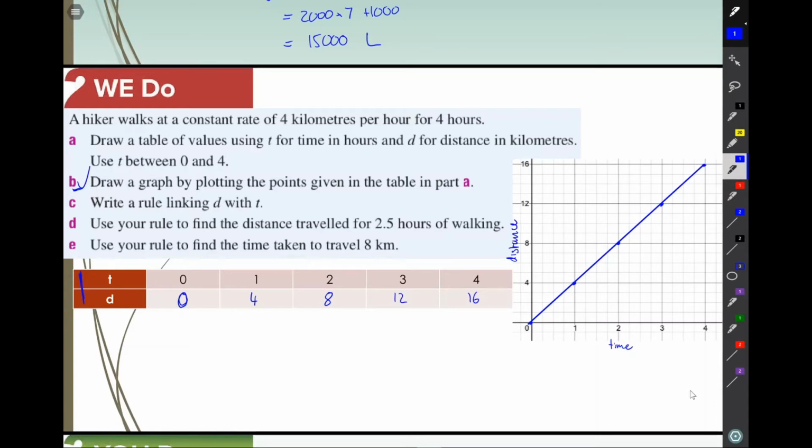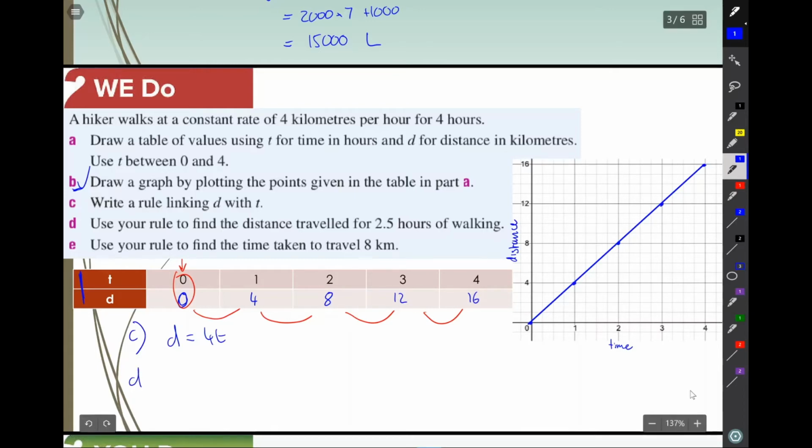Let's write a rule linking d with t. d equals, so what are we jumping up by here? We're jumping up by 4. So we're going to write 4t. Now, do we need to add anything onto this? Well, when t equals 0, d equals 0. So we actually don't have to add anything on. That's our complete rule right here.